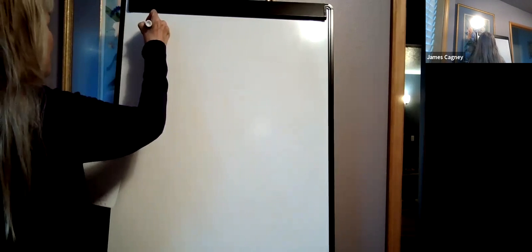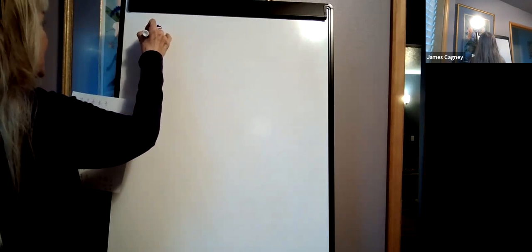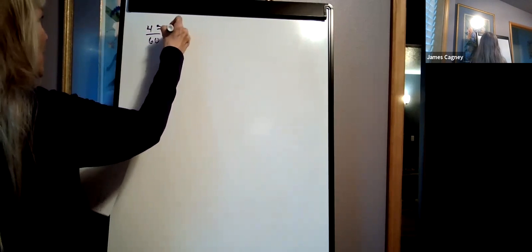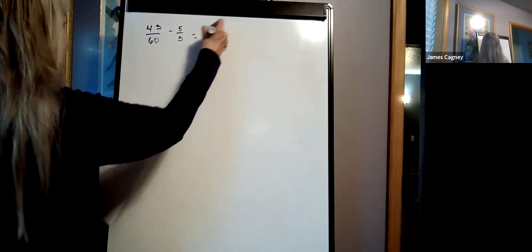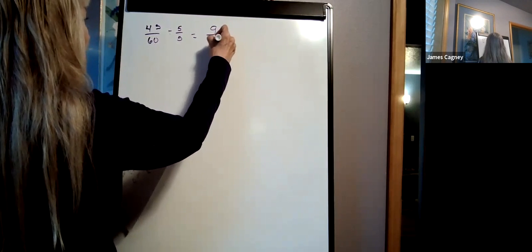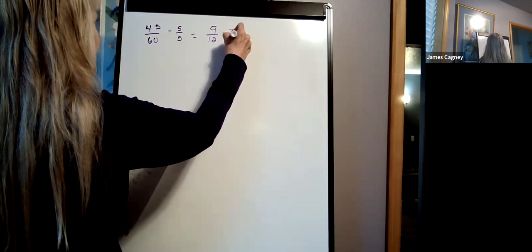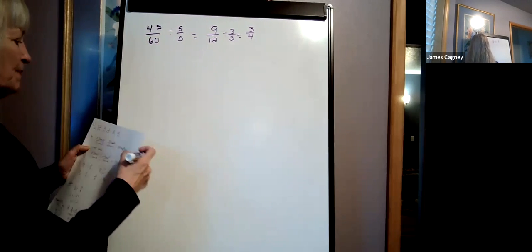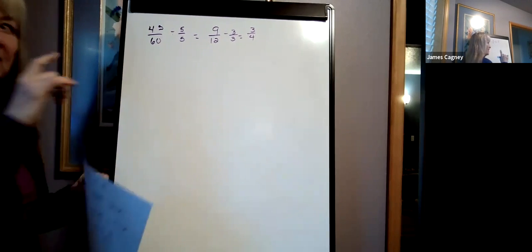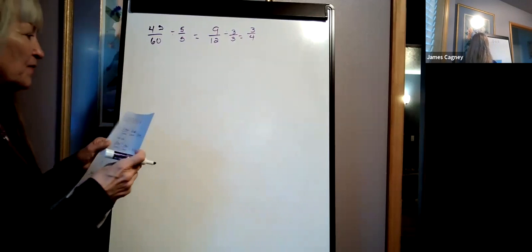If I look back at the problem, I have 45 to 60. Both of these are divisible by 5. So this is going to give me 9/12. 9 and 12 are both divisible by 3. So this is going to give me 3/4. If you divided by 15 to begin with, you would have gotten the same answer. So when I look at this, this is females to males, there are 3/4.